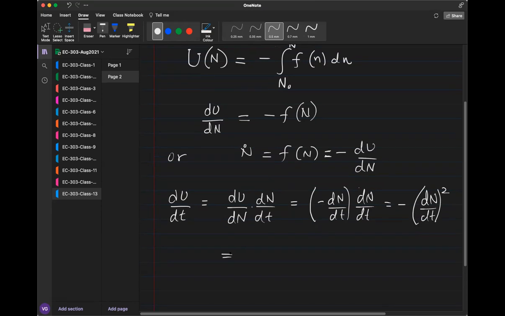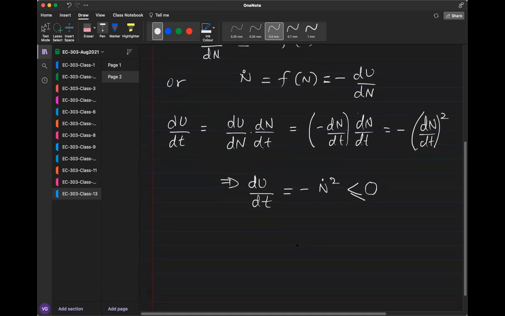So what this shows is that du by dt is equal to minus n dot square. N dot is some value, it's the rate of change of population size. N dot can be positive, it can be negative. But n dot square is always positive. And when you multiply a positive number with a minus sign, what you get is a negative sign. Therefore this right-hand side is always less than or equal to 0. That means that du by dt is always less than or equal to 0.